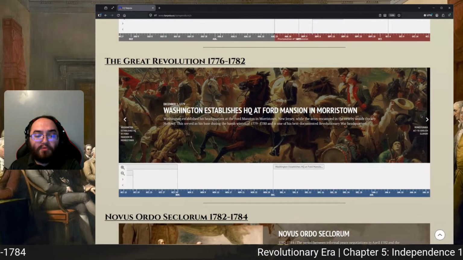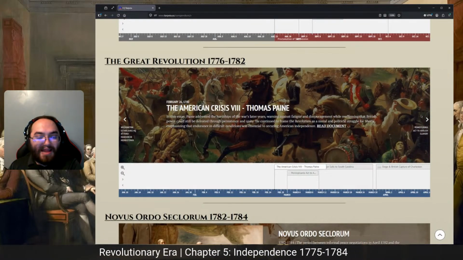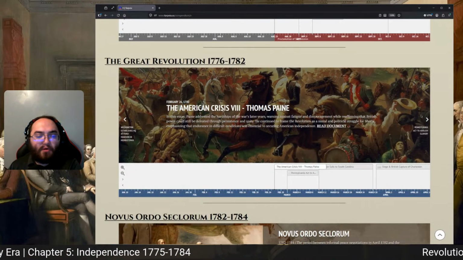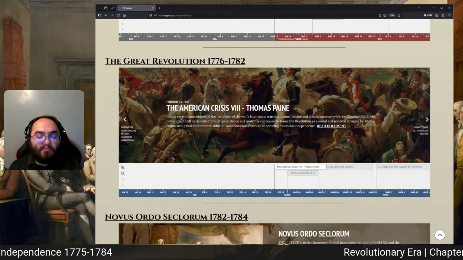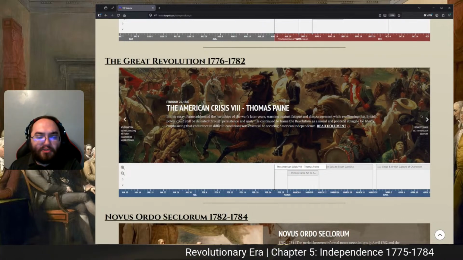Revolutionary War headquarters. The American Crisis, number 8, is published by Thomas Paine, and he talks about the hardships towards the end of the war, and he encouraged the Americans to persist.